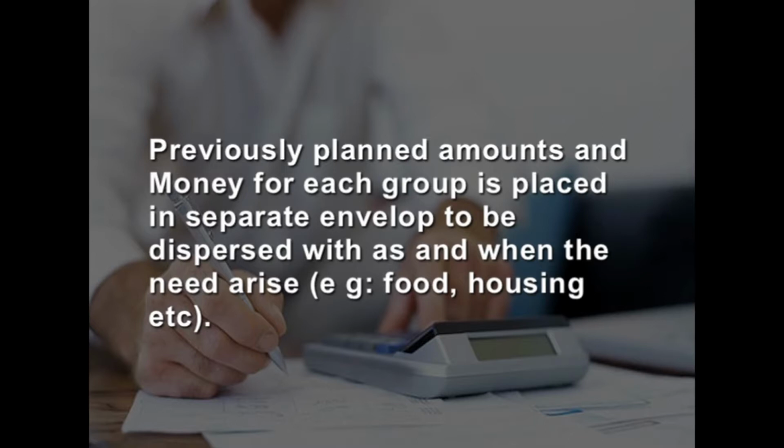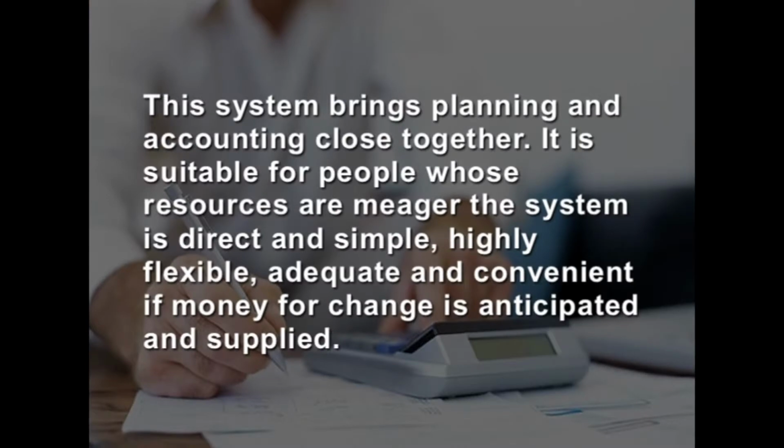For example, food, housing, etc. Total money and expenditure can be specified on the cover. This system could be used by people who receive their weekly wages and who operate mostly on a cash method of payment. This system brings planning and accounting close together. It is suitable for people whose resources are meager. The system is direct and simple, highly flexible, adequate, and convenient if money for change is anticipated and supplied.